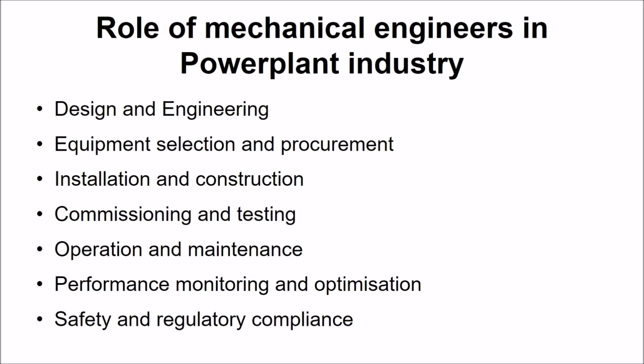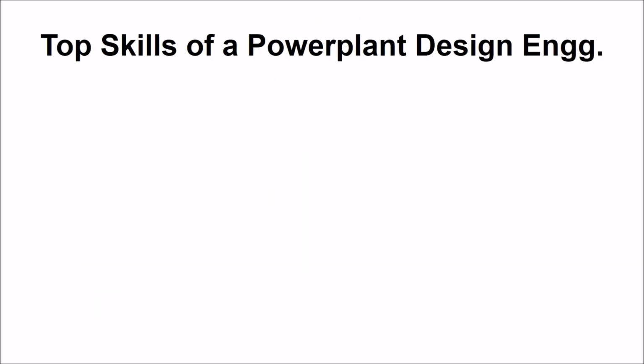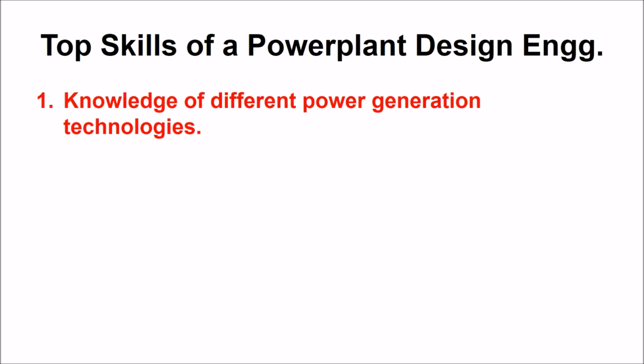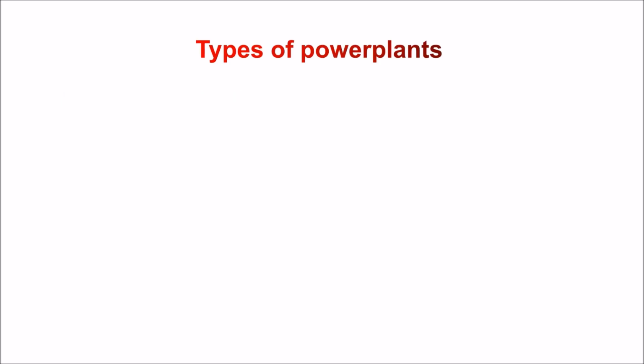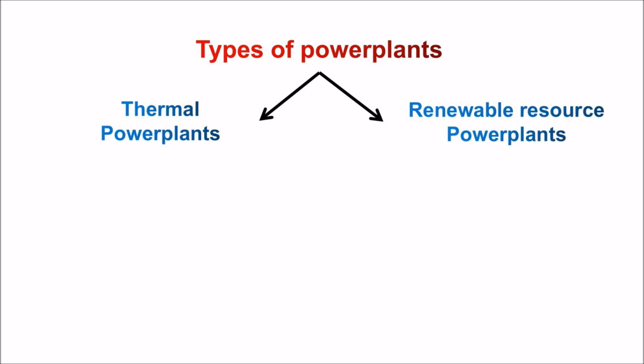Now we will come to the top skills that you need to have if you want to become a power plant design engineer. First important skill is to know what are the different ways in which we can generate electricity. We can also say these are the types of power plants. Nowadays, there are a lot of different types of power plants. However, these can be broadly categorized as thermal power plants and renewable resource power plants.